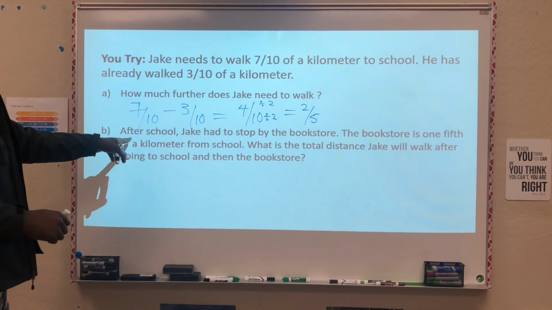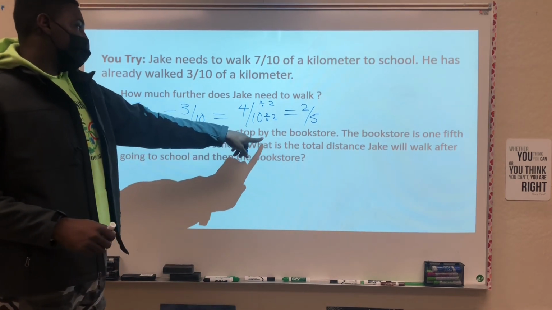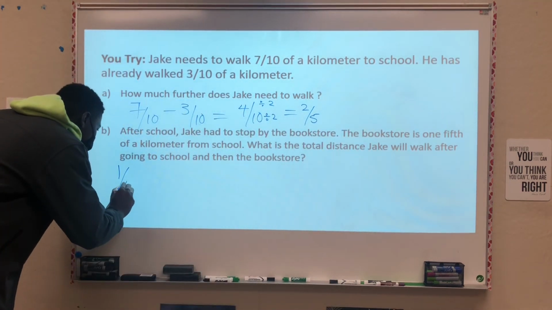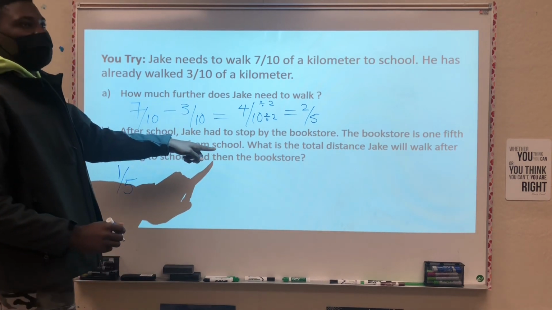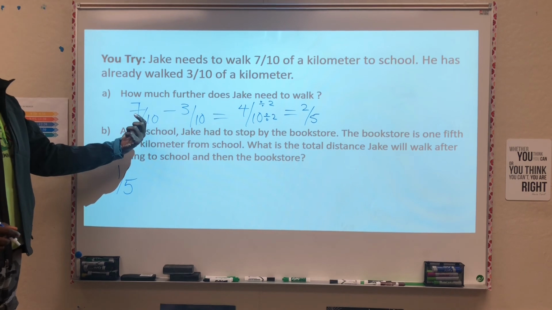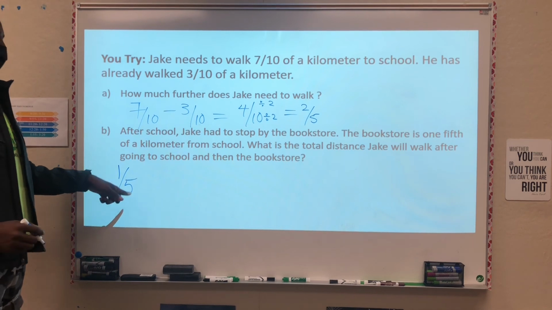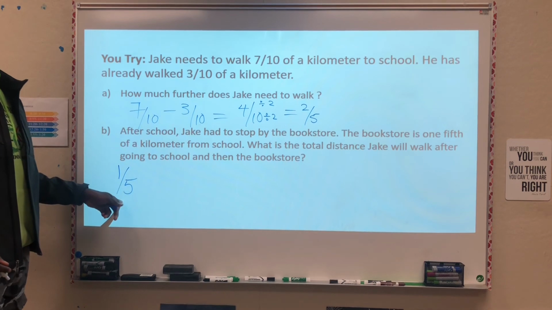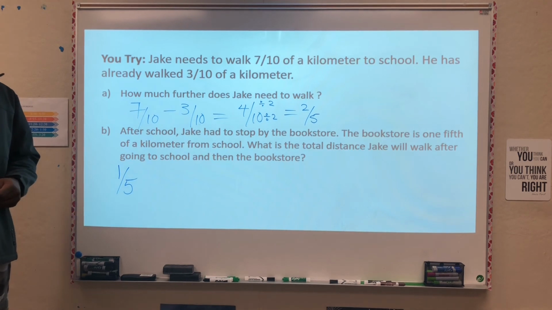So for this one, let's start putting. After school, Jake had to stop by the bookstore. The bookstore is 1/5 of a kilometer from school. So after this 7/10, that is the normal kilometer of the school, you walk another 1/5. So what is the total distance? So we are adding the 7/10 with the 1/5. Now that 7/10 is the other fraction you had to find. So I want you to say one more time, why are we adding 7/10?